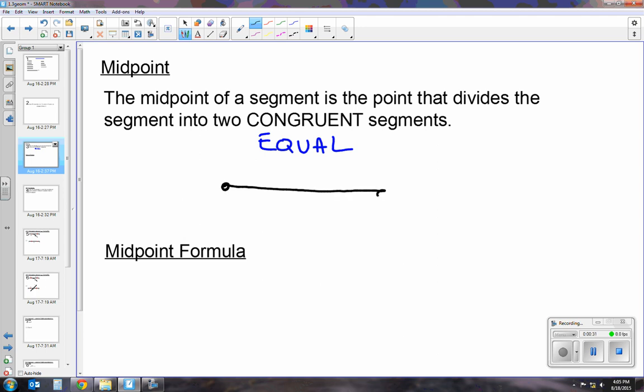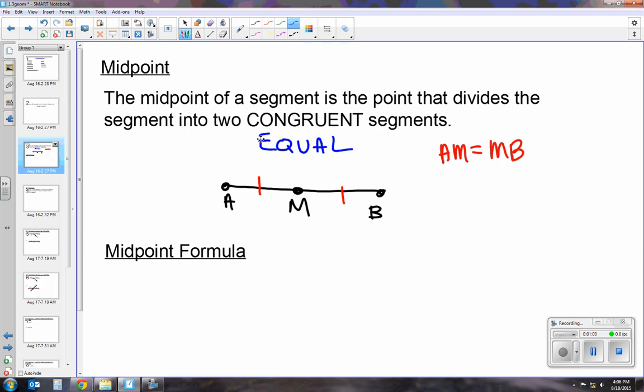So I'm going to draw a line segment AB. I'm going to have the midpoint M. Okay? And to signify congruency or equality on a line segment, I'm going to put two red dashes on here. Okay? And those two red dashes tell me that these two segments are congruent or equal. So I can say that line segment AM is equal to line segment MB. So those are equal. So if I tell you that AM is 5, then MB is 5. So that midpoint cuts that segment into two equal parts.